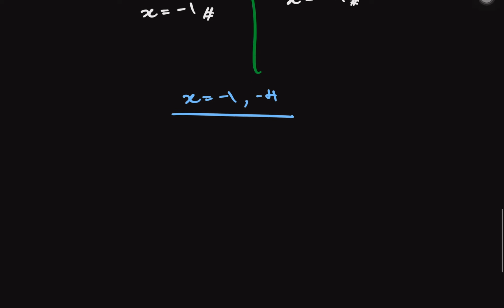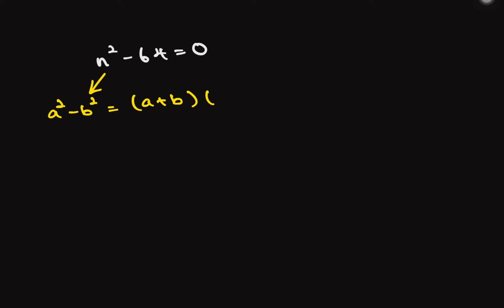Let's go on to the next question. Given the question n squared minus 64 equals 0, how do we go about solving this question? Firstly, we can see that this term represents a squared minus b squared, which we know will give us a plus b, a minus b.